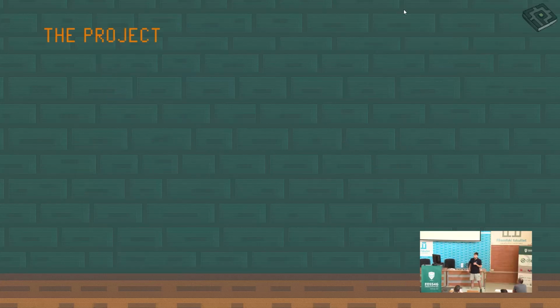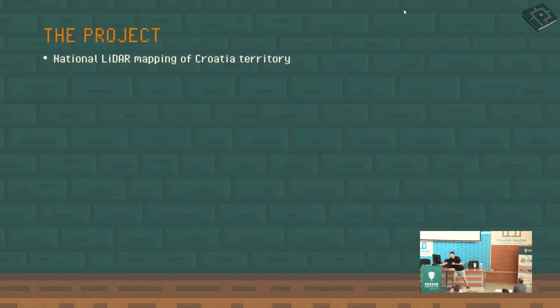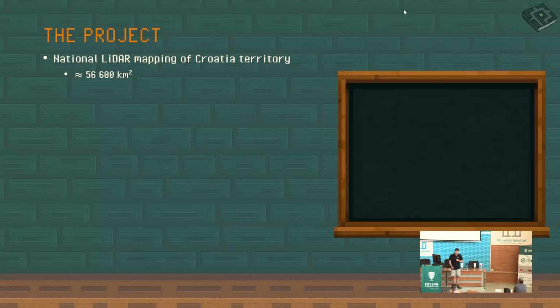About this project: the goal was to do a national LiDAR survey of the whole Croatian territory. Croatia is not that large. It is about 56,000 square kilometers in area. But for those of you who don't know, Croatia neighbors Bosnia, and its shape is maybe not as simple.